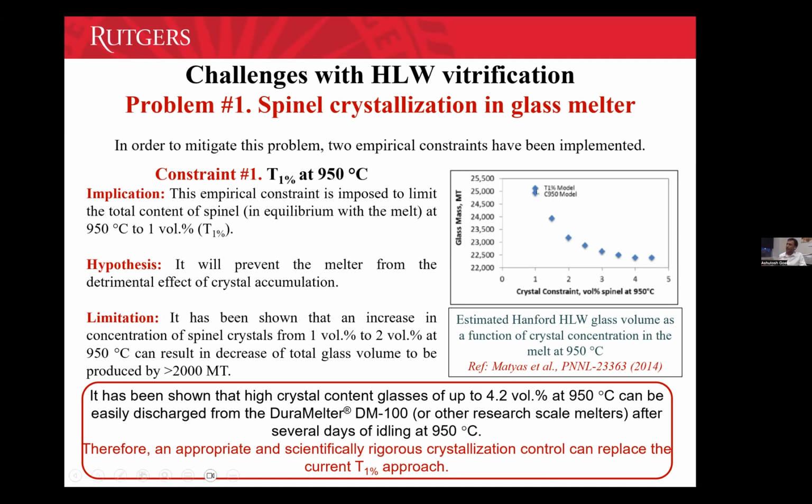And in this figure, you can see if we stick to 1 volume percent, we'll have to produce 25,000 metric tons of glass. But even if we can increase this tolerance level to 2 volume percent, now we are talking about 23,000 metric tons of glass. So basically, we have immediately reduced the volume of glass by 2,000 metric tons. That's huge. And if we can go to 3 volume percent, now we are talking about 22,500 metric tons of glass. So if we can increase the amount of crystals that the melter can tolerate, the amount of glass that will need to be produced will reduce, right?